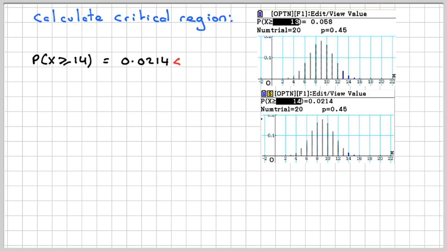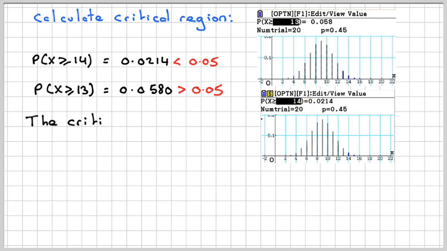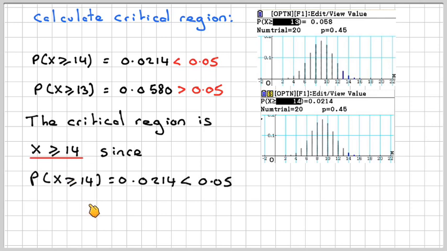So, writing this down, so we've got here 0.0214 is less than 0.05, and then the probability that X is greater than 13 is 0.058080, which is greater than 0.05. So you'd have to do a little bit of trial and improvement to find the actual critical region. Therefore, the critical region is this one. X is greater than or equal to 14. Since the probability of X being greater than or equal to 14 is 0.0214, which is less than 0.05. So it's the first one, which is going to be less than 5%.